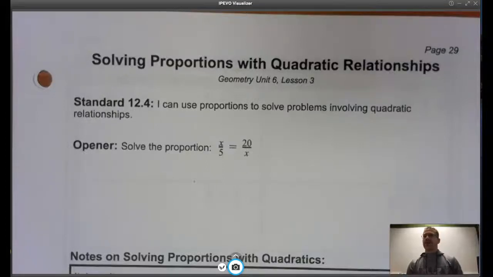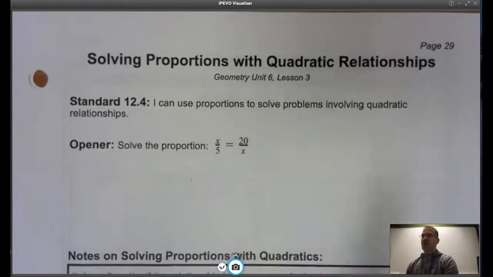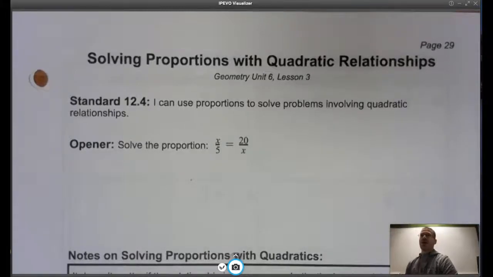All right, and we are going to continue our conversation about solving proportions. In today's lesson, Unit 6, Lesson 3, which can be found on page 29, we're going to work with proportions that result in a quadratic relationship. We did linear proportions last time, proportions that led us to a linear equation once we started solving, and today we're going to look at what happens when we get a quadratic relationship.